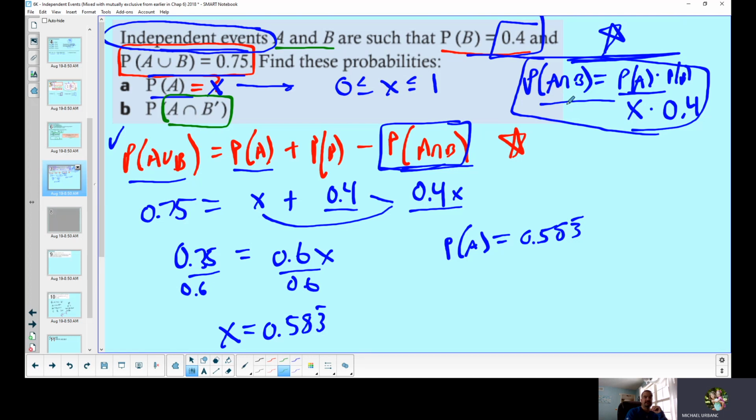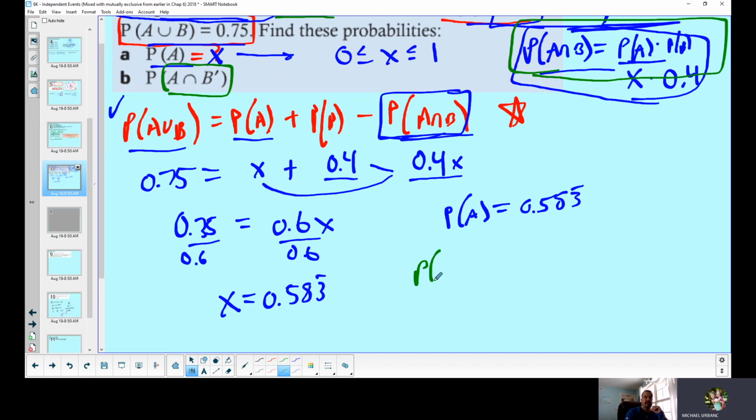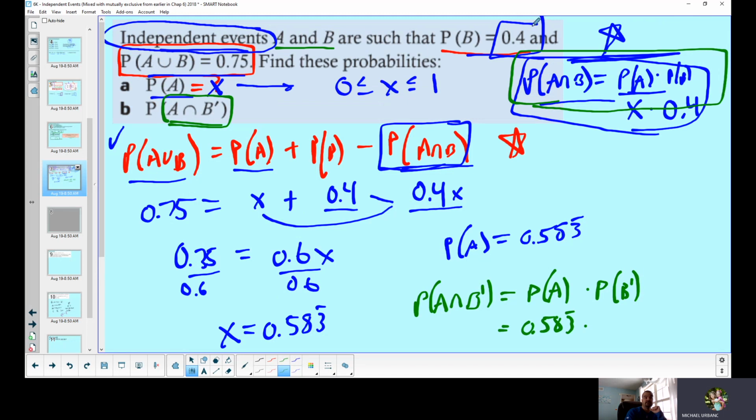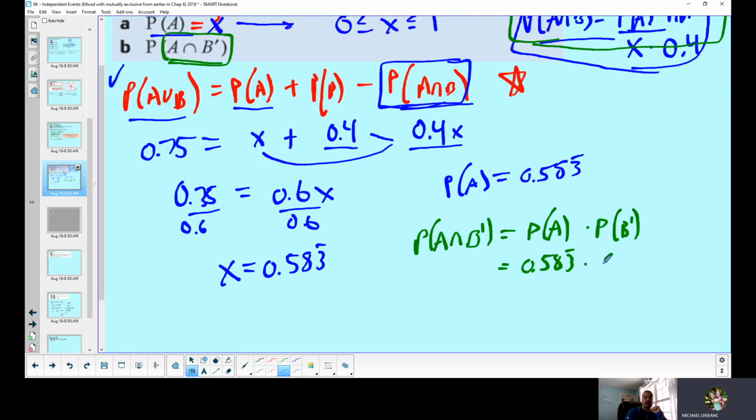So if A and B are independent, use this formula up here, but we can tweak it a little bit and we can say, well, the probability of A intersecting B complement is equal to the probability of A times the probability of B complement. Again, this is the multiplication property. If A and B are independent, then A and B prime are independent. So the probability of A intersecting B complement is just equal to the probability of A, which we just found to be 0.583 repeating, times the probability of B complement, which if B is 0.4, then that means B complement is 0.6. And there is your answer.